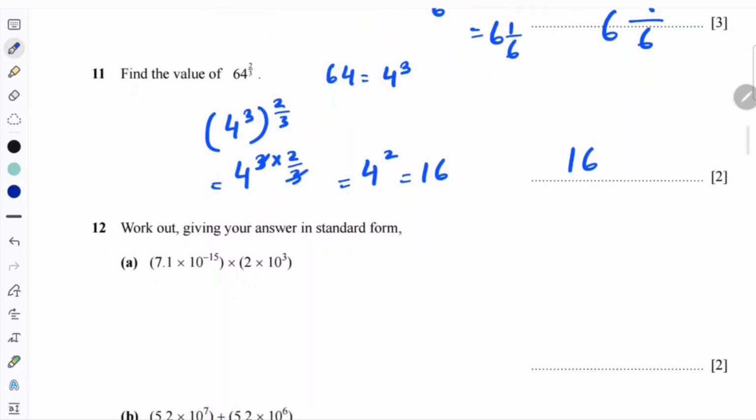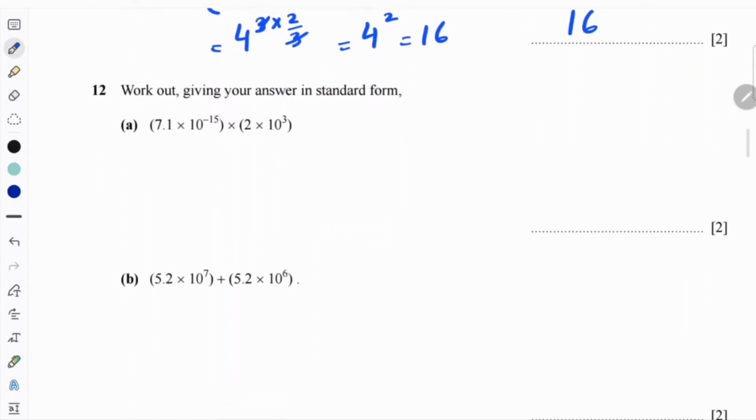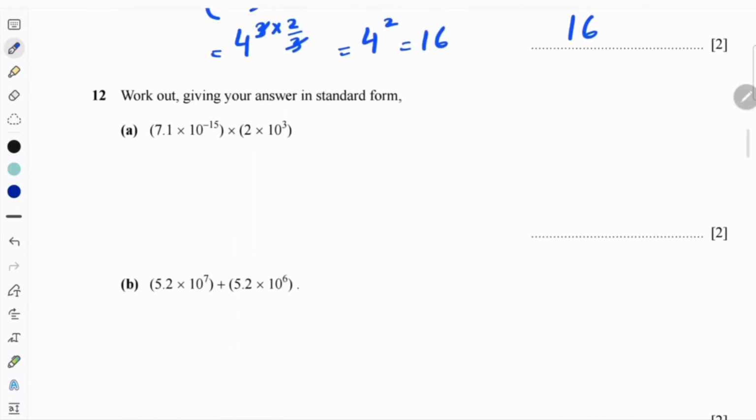Moving to question number 12, work out, giving your answer in standard form. Here one is a multiplication question, the other is a plus question. Question number 12, part A is a multiplication question. Simply multiply the numbers and add the powers. That is 7.1 times 2 times 10 to the power minus 15 times 10 to the power 3, or cube. So 7.1 times 2, 2 ones are 2, 14.